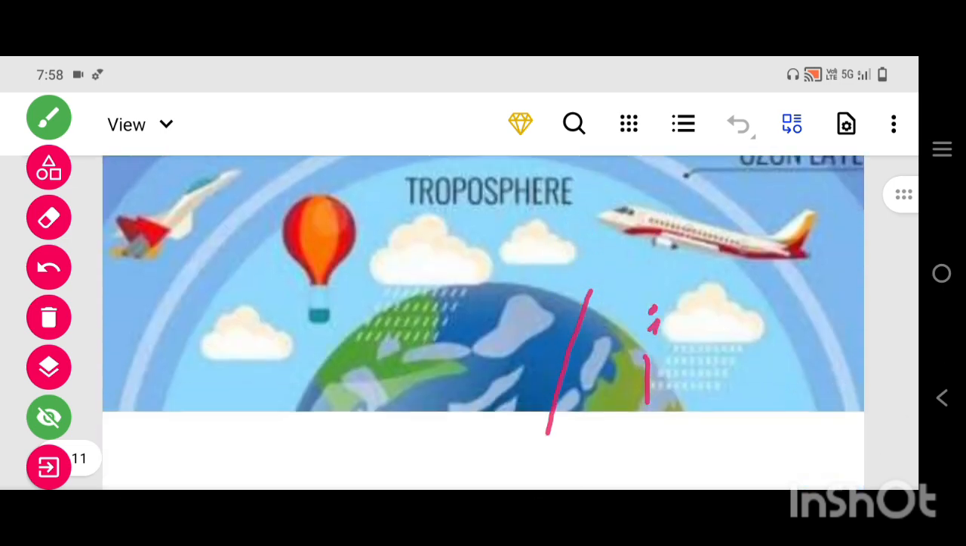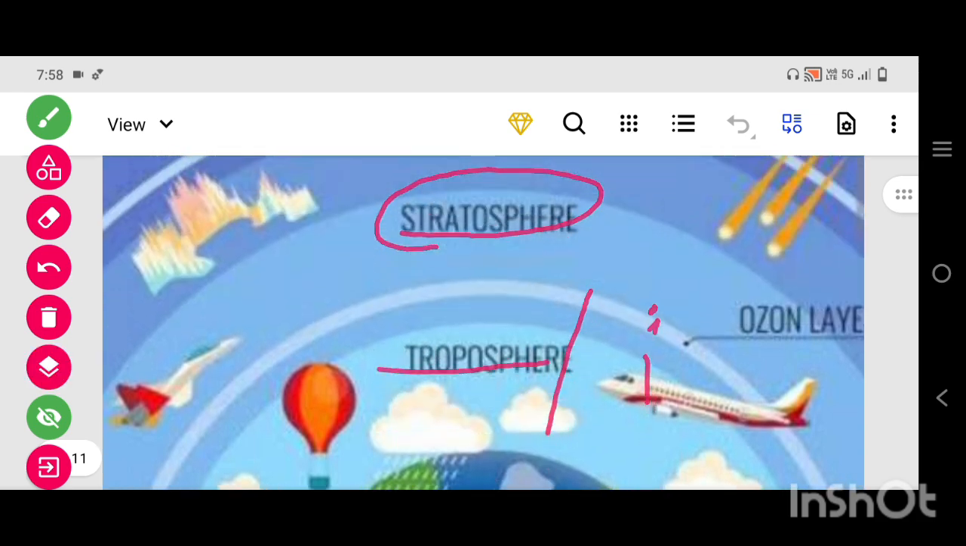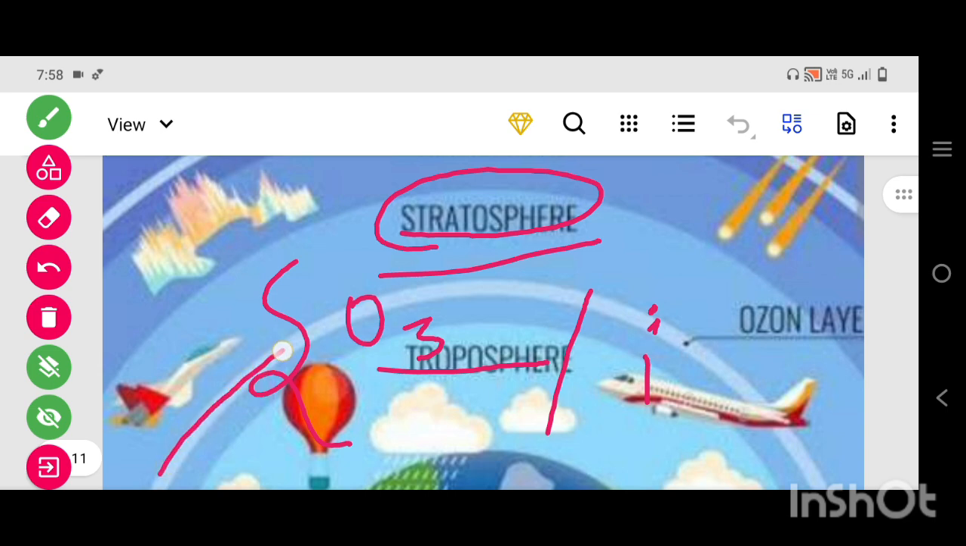This is our earth. Okay, this is the earth, and the first layer is called troposphere. As we go above the atmosphere, the first layer is troposphere. Now comes the second layer called stratosphere. So between these two layers, troposphere and stratosphere, ozone gas is present, and this you can see, the lining, is called the ozone layer.